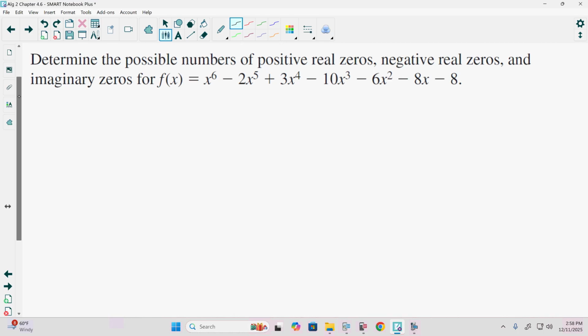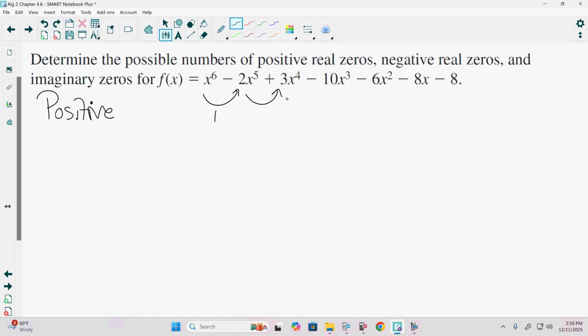So let's look at this first one here. Now, to find the possible number of positive zeros, we take the function f of x and we count the number of sign changes from term to term. So if I look at this here, from x to the 6th to x to the 5th, does the sign change? Because x to the 6th is what? Positive. X to the 5th is negative. Did the sign change? Yeah, so that's one sign change.